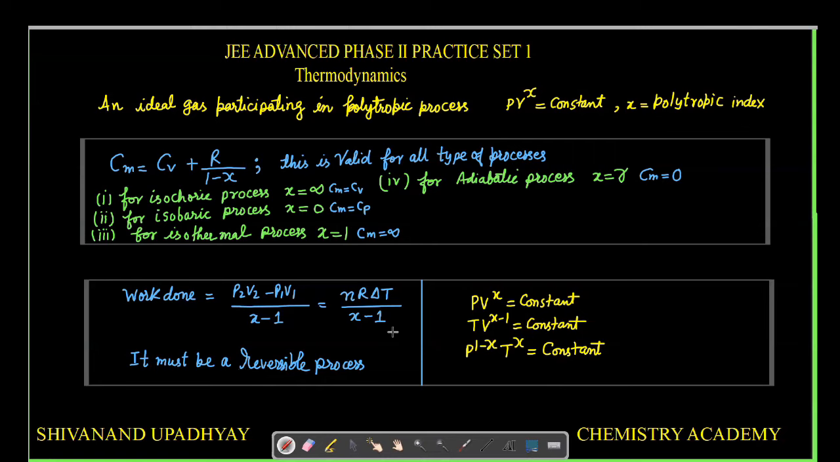It must be a reversible process, because if we are writing this equation, it means there must be some graph of this equation, which is possible when the process is reversible. Like PV^gamma = constant, here also I can write PV^X = constant, or TV^(gamma minus 1), in place of gamma I can write X, or P^(1 minus gamma) T^gamma, in place of that I can write P^(1 minus X) T^X equal to constant.